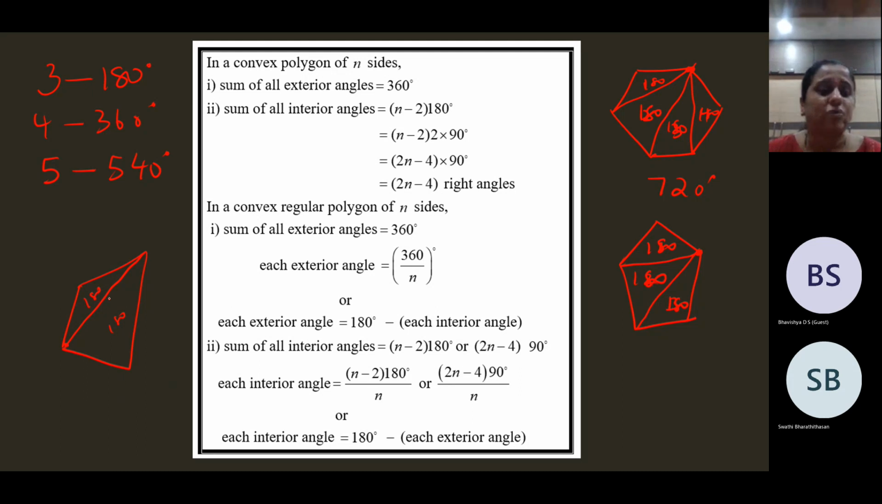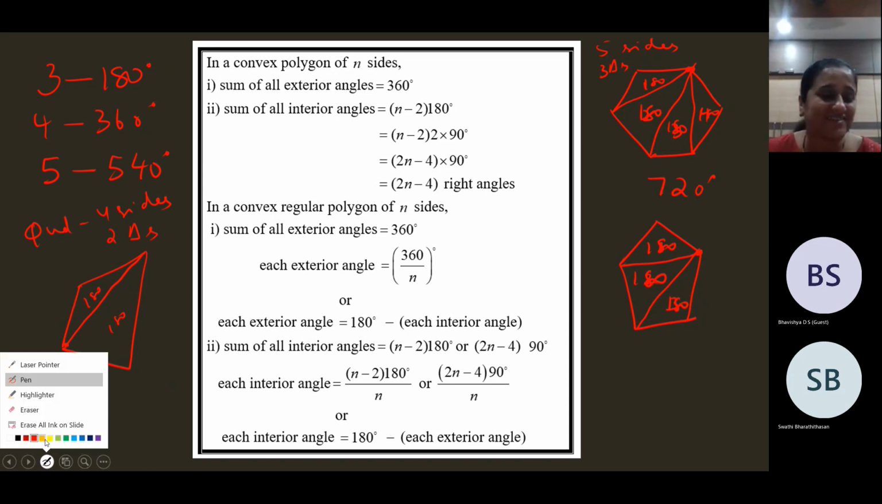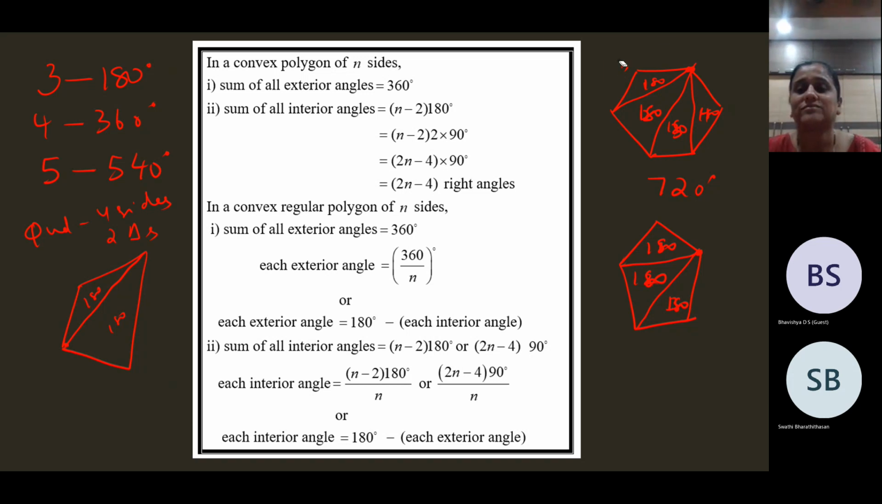Now, what do we observe? The quadrilateral has 4 sides, and it's divided into 2 triangles. A pentagon has 5 sides, and it's divided into 3 triangles. Oh no, this is not pentagon, sorry. This is a hexagon. This is a pentagon. A pentagon has 5 sides, and it's divided into 3 triangles. This one has 6 sides, and it's divided into 4 triangles. So what we can see is the number of triangles formed is 2 less than the number of sides.